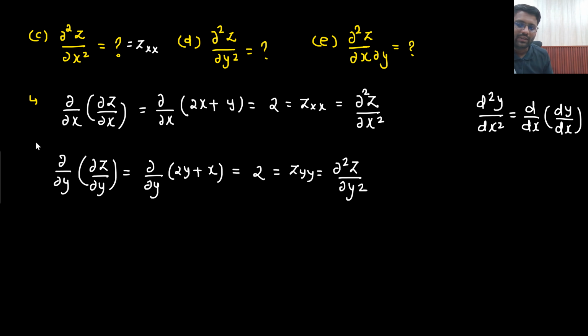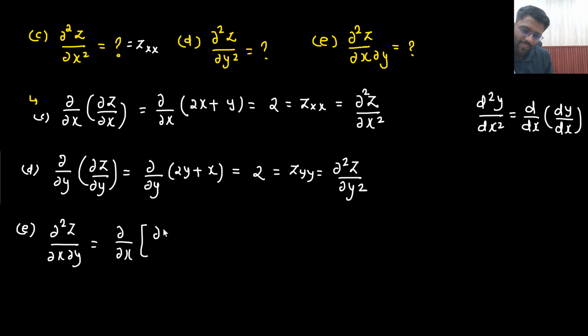Okay. What about E now? This was C, this was D, and what about E? Del square z by del x del y. Can you break it down? It is like del by del x, del z by del y. Isn't it like that? Say yes or no. Del by del x, del z by del y. Right? Del square z divided by del x del y. Yes, this is what it means.